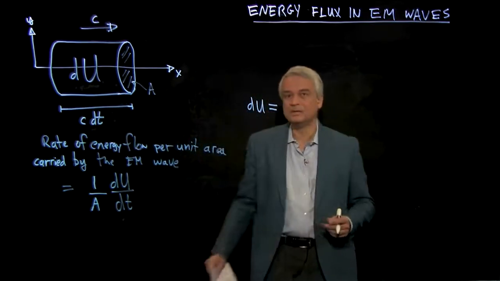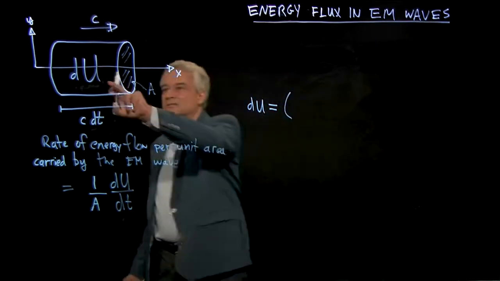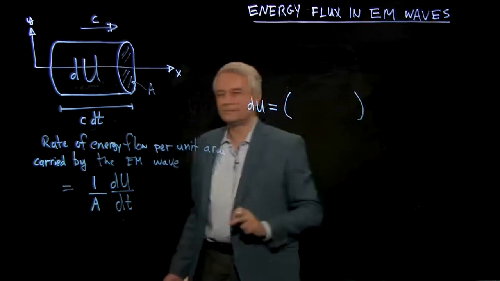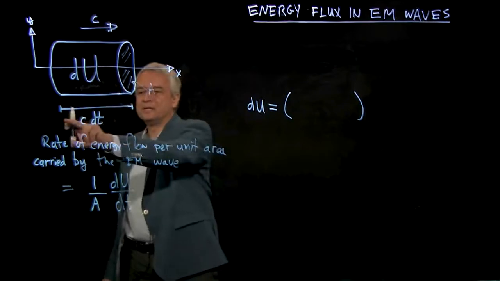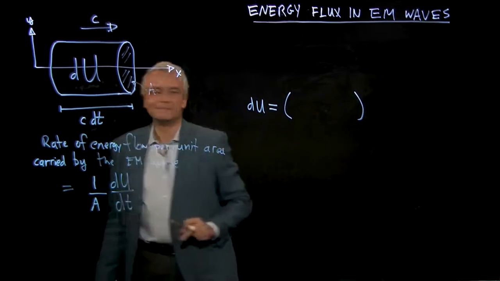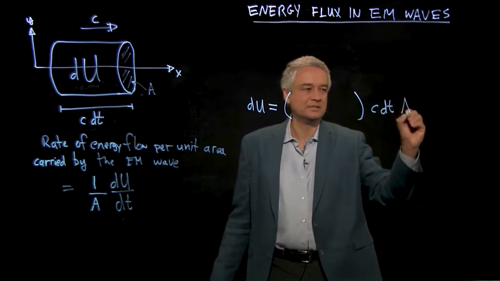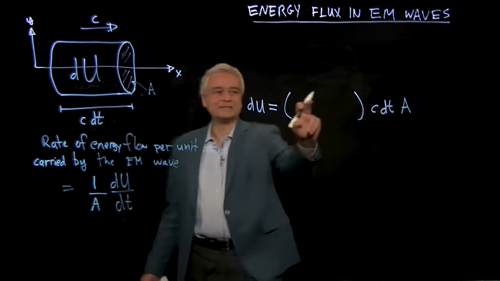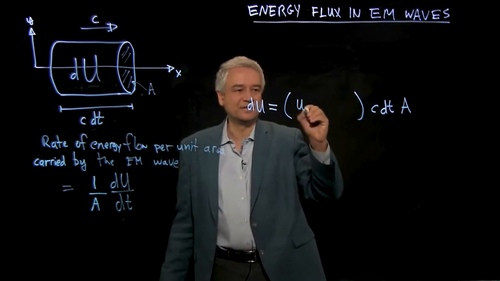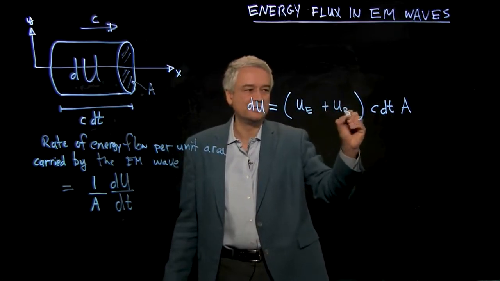Well, du is going to be an energy density times a volume. So the energy density is going to go here. What's the volume? Well, the volume is the length of the cylinder, c dt, times the area. And now what's the energy density? Well, the energy density is the energy density lowercase u in the electric fields plus the energy density in the magnetic fields.